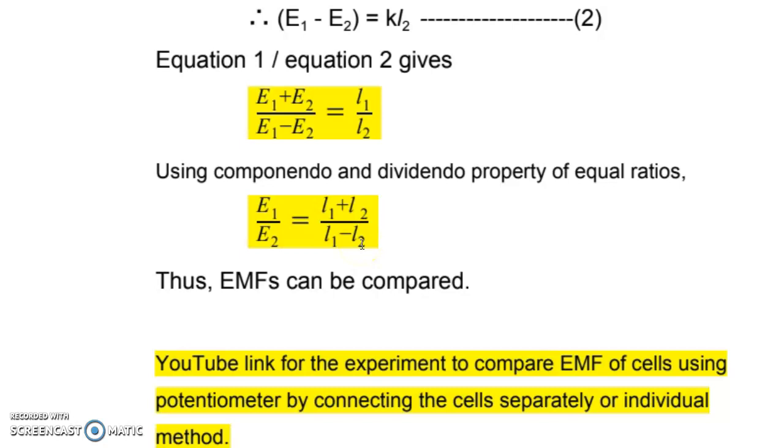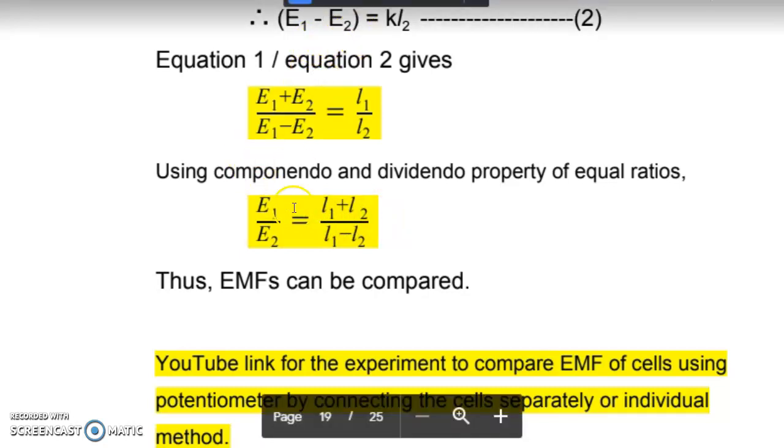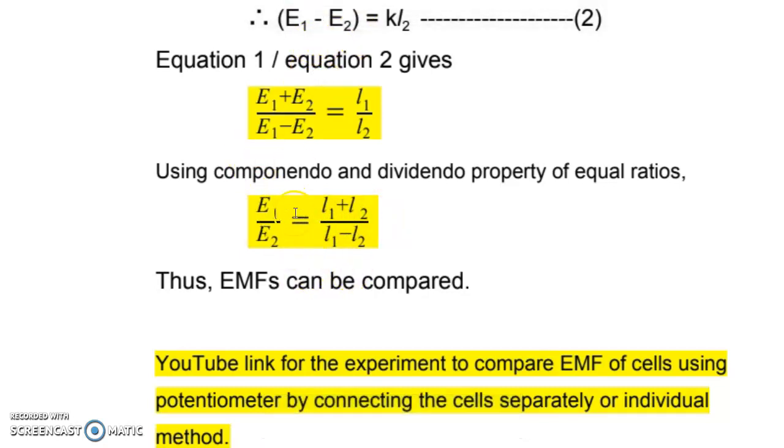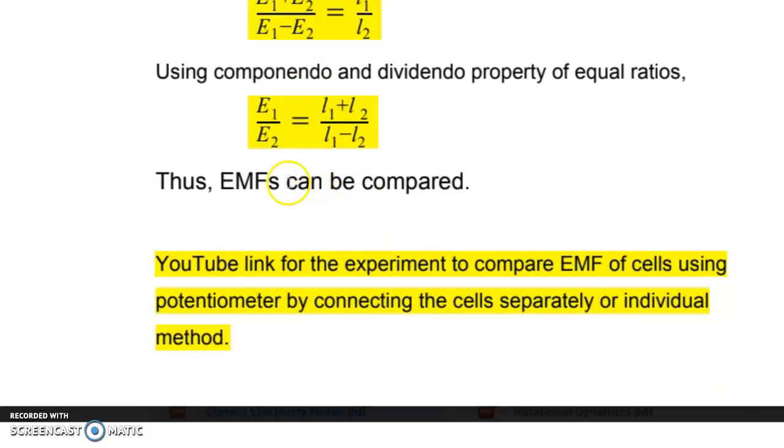Below that, on each wire of 1 meter length, we have a scale fixed so that the readings of the length can be taken. Now because my galvanometer was in the balanced position, it was not drawing any current from the cells, and that's how the EMFs were getting balanced. In this case, I find E1 upon E2 is equal to L1 plus L2 upon L1 minus L2. You can substitute these values and compare the EMF of the cells. Because we are connecting our cells in the assisting and opposing positions, this method is called the sum and difference method.